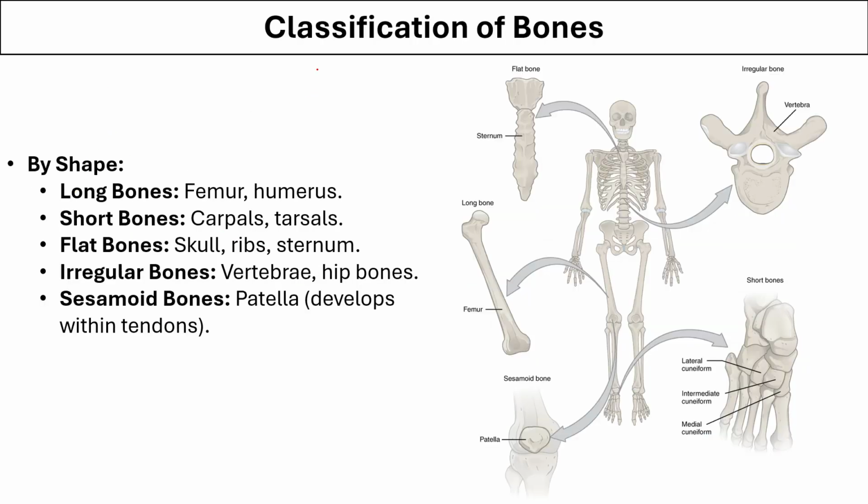Depending on shape, bones can be classified as long bones, for example what we see in our leg, the femur, and the humerus; short bones, which you see in your hands and feet, the carpals and tarsals; and flat bones in the skull and the sternum. Irregular bones are in your vertebral column, which are differently shaped, and then you have sesamoid bones, which develop within the tendons, for example your kneecap or patella.